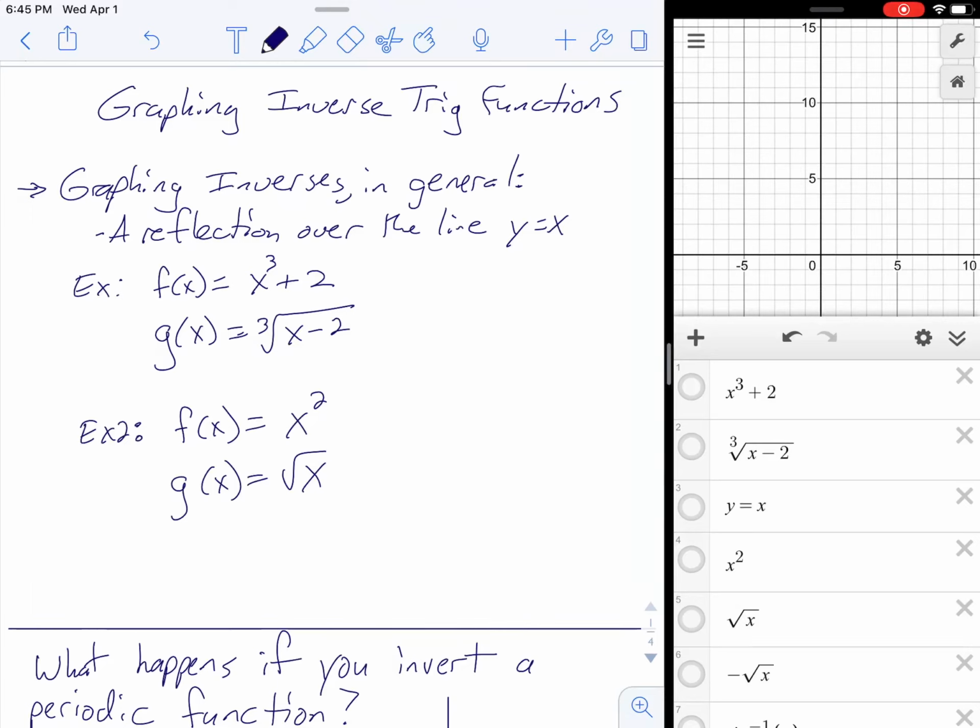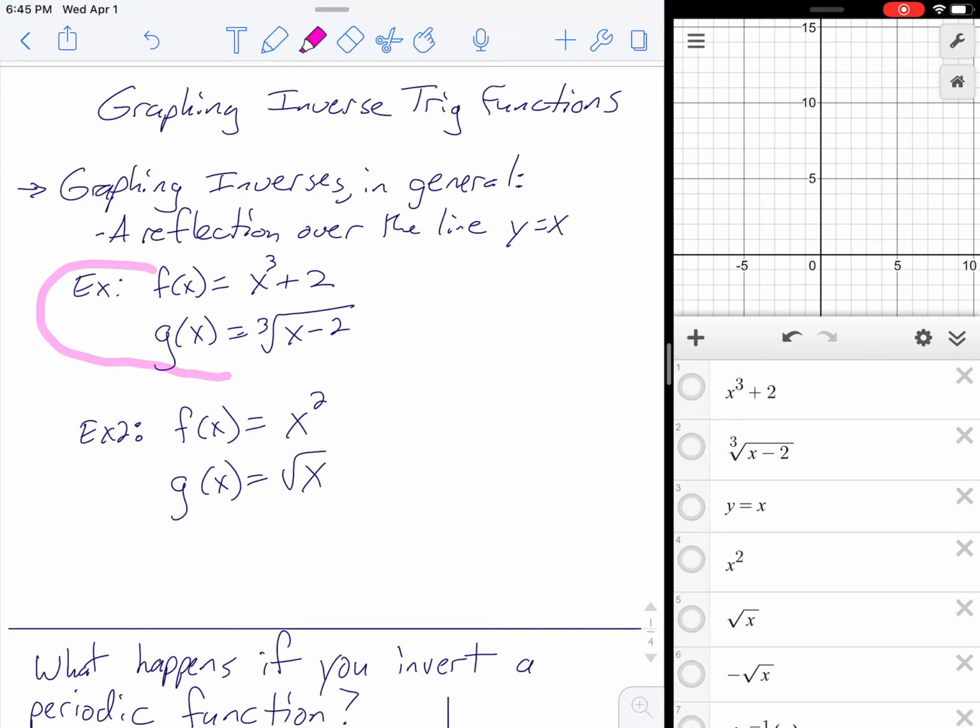Okay guys, today we are going to be graphing the inverse trig functions. So the little sine^-1, cosine^-1, etc. It's been a while since we've talked about graphing inverses, so what I have done is picked a couple of algebraic inverses to talk about first, and then we'll get into the actual trig.